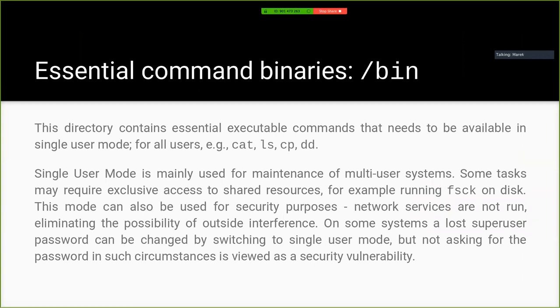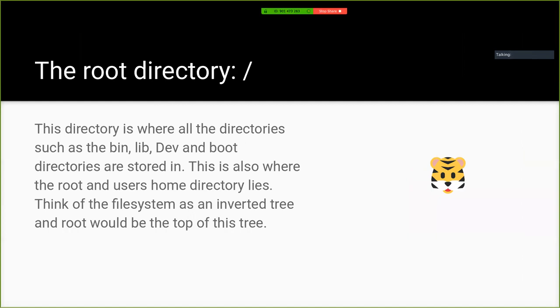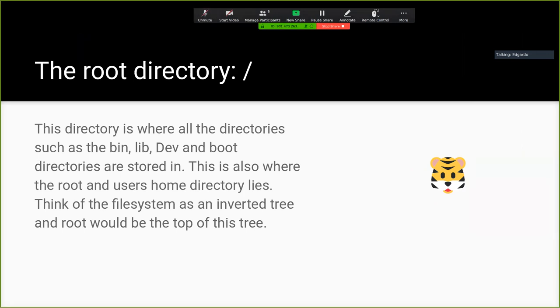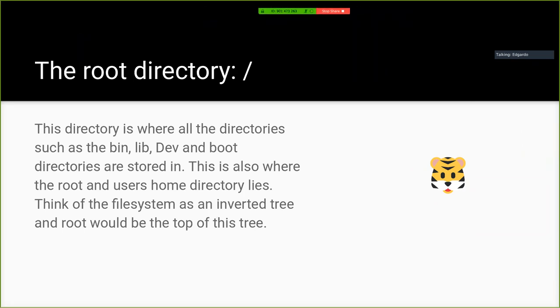So the root part was for Edgardo. Yes. I'll take over from here. Basically, the root directory, or the slash directory, is where all the directories, which include bin, lib, dev, boot, all these directories are stored. And of course, where the home directories also lie, for the root users. As Marek explained before, if the file system was an inverted tree, the root would essentially be at the very top of the tree. And without this directory, none of these other directories would exist. You would not have device files, you would not have libraries, and you certainly would not have binary files.